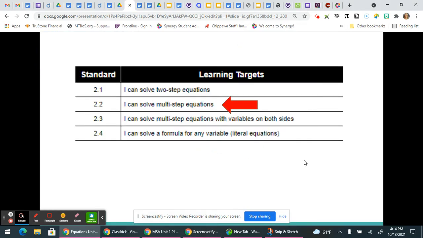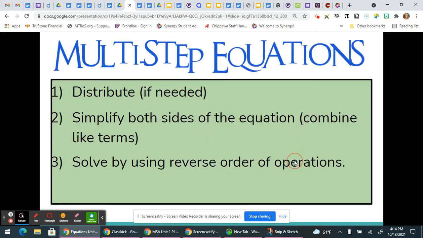So learning target 2.2, I can solve multi-step equations. We have been working this week on 2-step equations and really figuring out the reverse order of operations to help us solve for isolating our variable. So today we're just kind of adding on another step, another layer to it. So you're going to get some practice doing that. So here's just kind of some info.